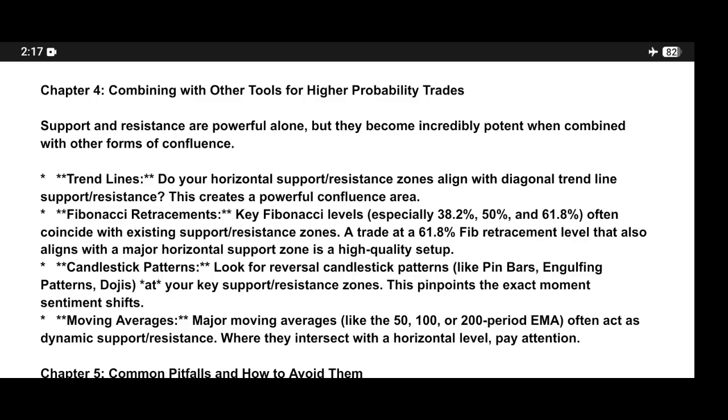Key Fibonacci levels, especially 38.2%, 50%, and 61.8%, often align with a major horizontal support zone in a high quality setup. Candlestick pattern: look for a reversal candlestick pattern like a pin bar, engulfing pattern, or doji at your key support or resistance zone. This pinpoints the exact moment of sentiment shift.